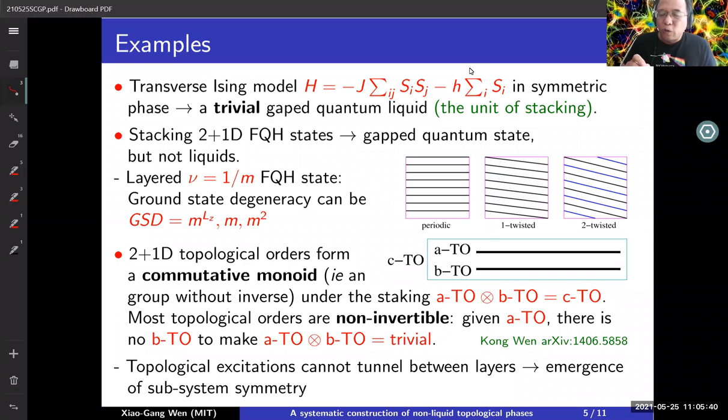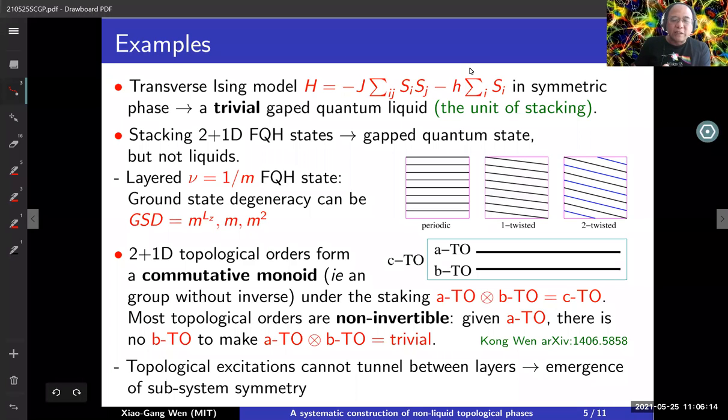Okay, this property of having no inverse is really because the local topological excitations in each layer cannot tunnel between layers. Because they cannot tunnel between layers, the topological excitations in different layers cannot annihilate. And so that's why when you stack many topological orders together, you get more and more topological excitations. You never go back to the trivial one.